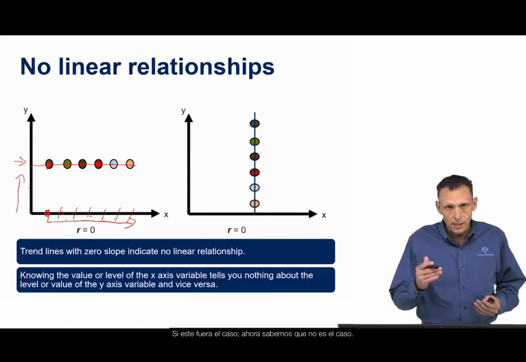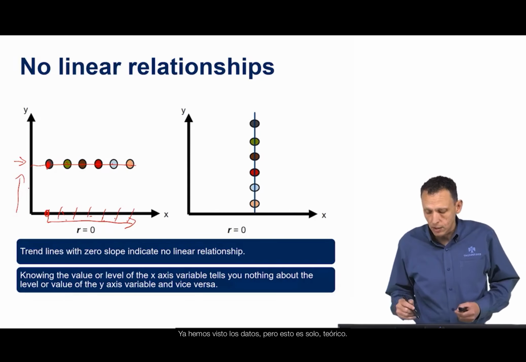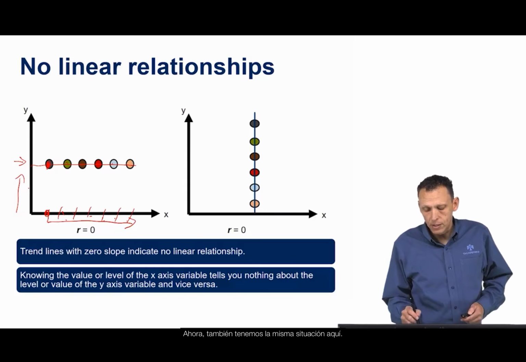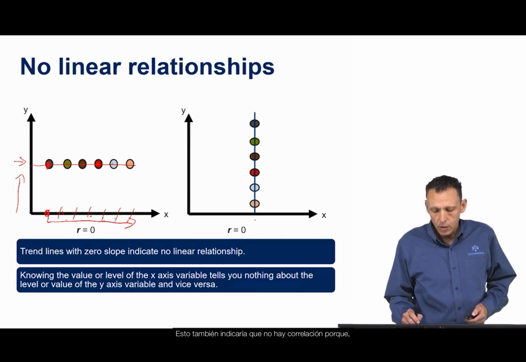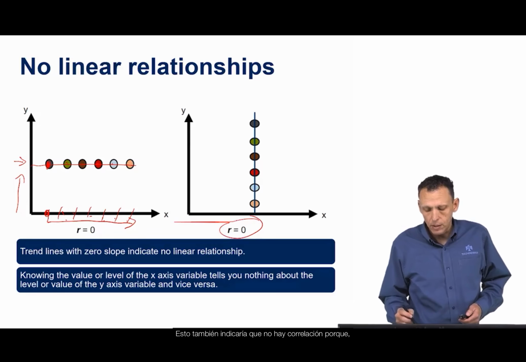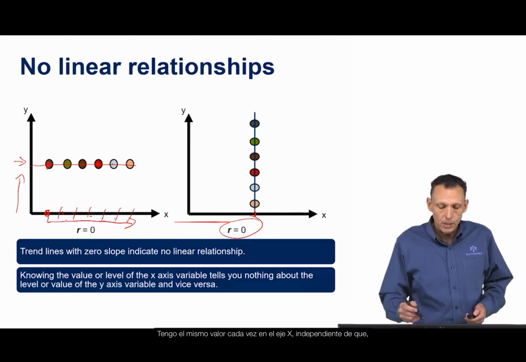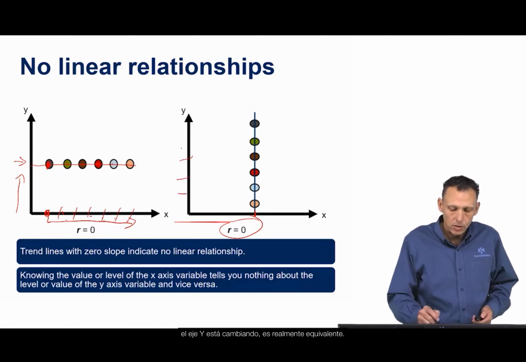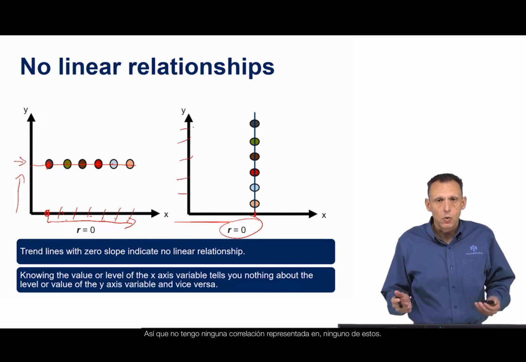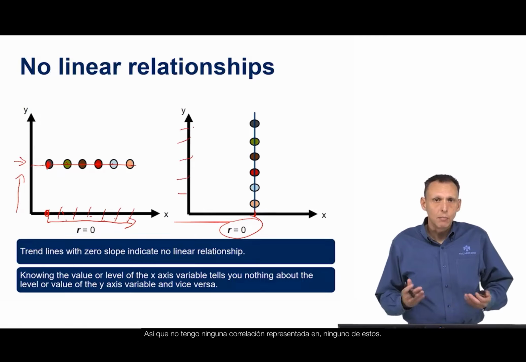Now, we know that's not the case. We've already looked at the data, but this is just theoretical. Now, we also have the same situation here. This would also indicate no correlation because there's no information gain. I have the same value every single time on the x-axis, independent of the y-axis changing. It's really equivalent. So I have no correlation represented in both of these.